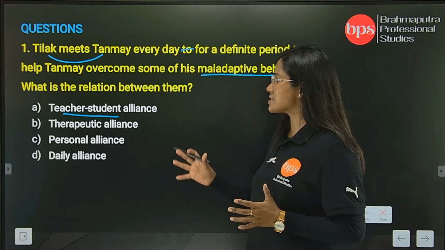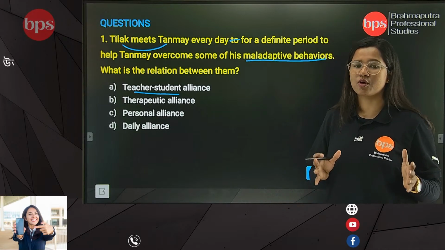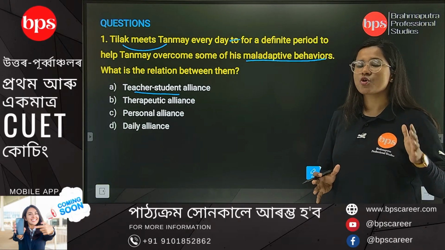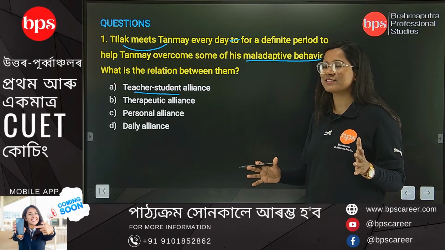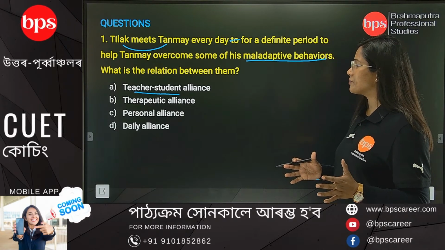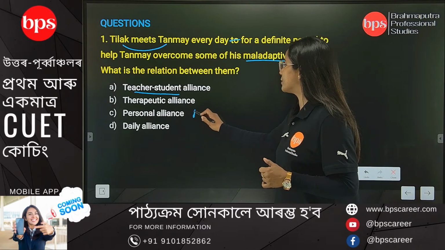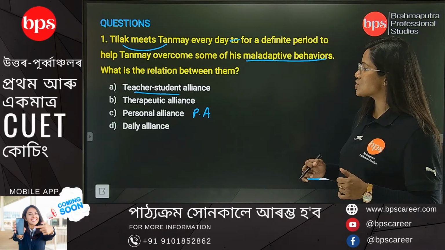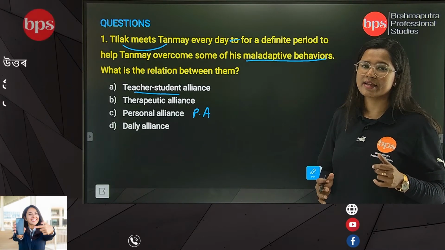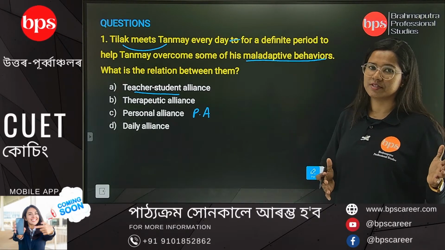Number 2, that is therapeutic alliance. Therapeutic alliance means where a psychologist is always there to assist you. We are very near to our option. Number 3, C, personal alliance. Personal alliance is something related with PA, like personal assistant. And the last one is daily alliance. Daily alliance means a person who is helping you in your day-to-day activities.